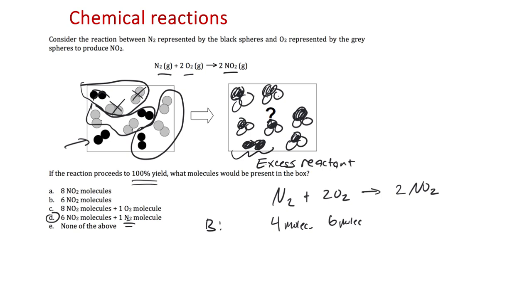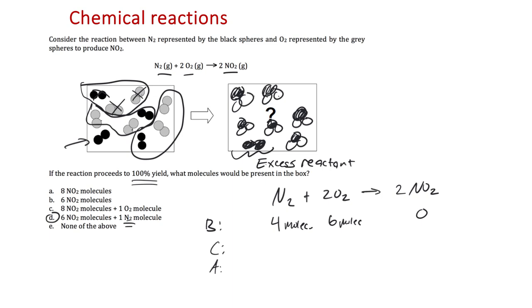Now, there's this chart called a BCA chart where we can inspect the change. We don't have any product initially before the reaction takes place. There was no NO2 in the box, so we might write a 0 in for that. But then the change has to go by the coefficients in the reaction.